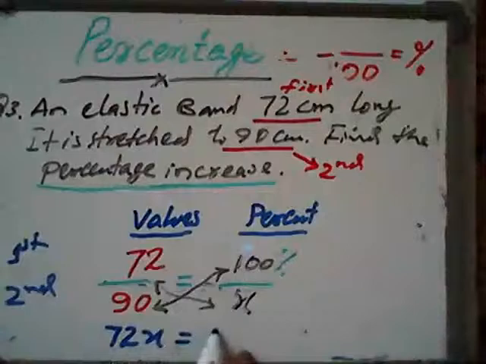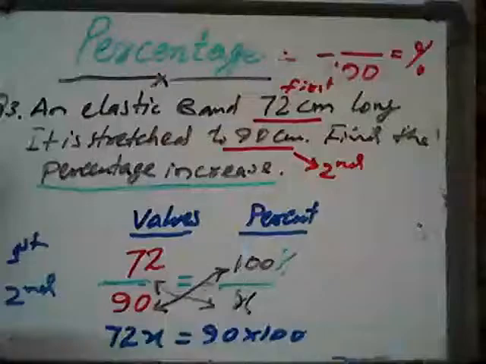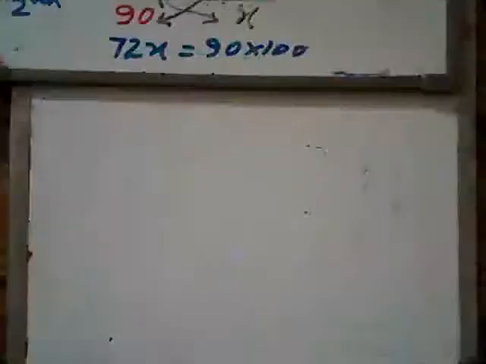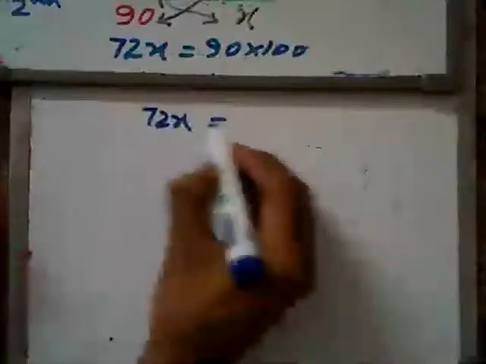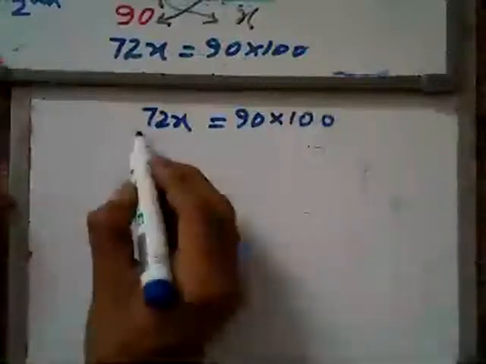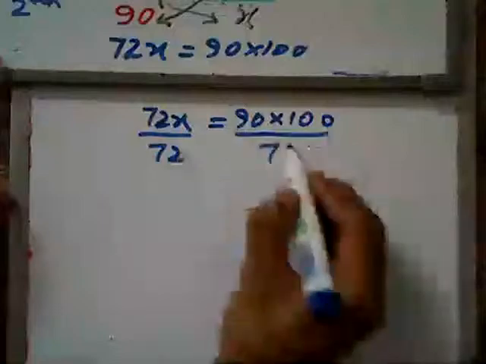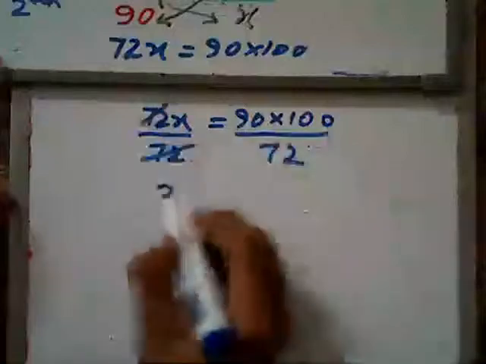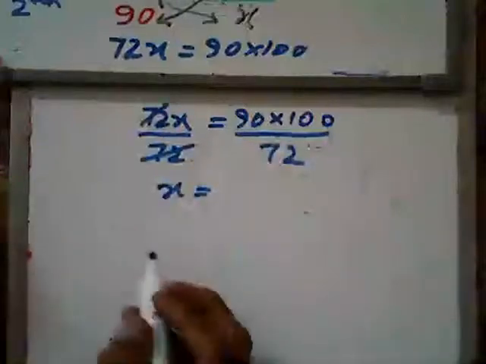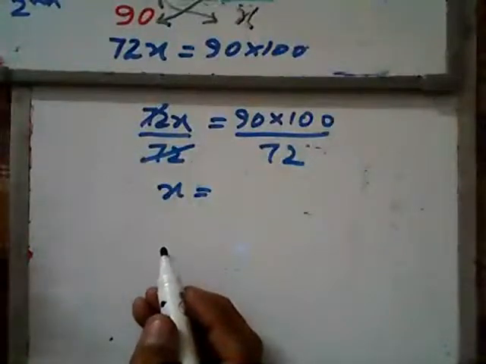72x is equal to 90 multiplied by 100. Now solving this one, 72x is equal to 90 multiplied by 100, but we don't need 72. So let's divide by 72, do the same on the other side. So x is equal, now you can simplify this. So let's check how much simplification we could do.